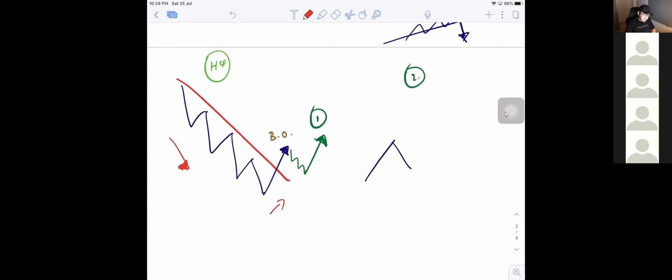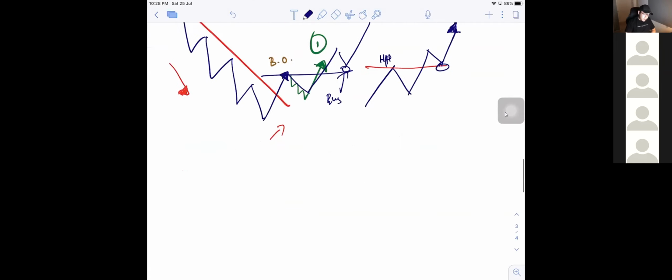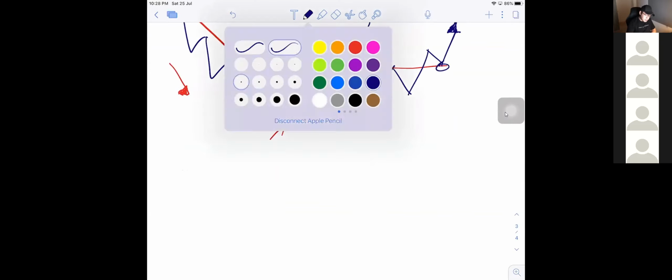So the best confirmation for me is that market break this high again and create a new high, and from here only I look for my entry here. But this takes a lot of time because this is a H4 chart. Okay, so you can either look for pattern like this.